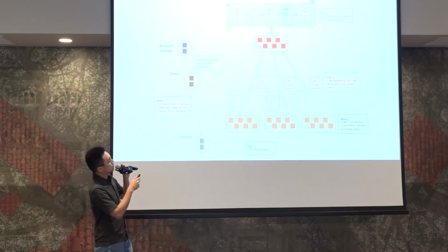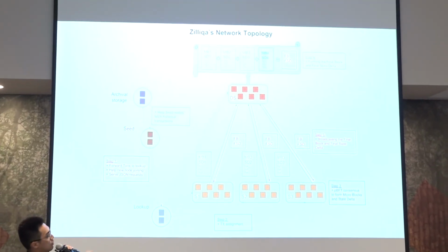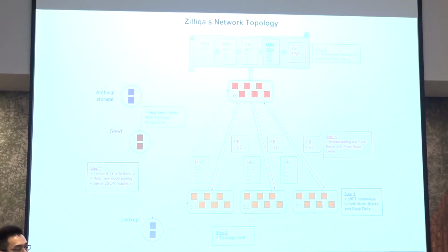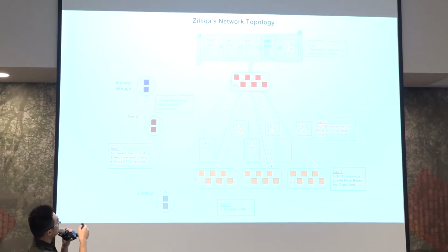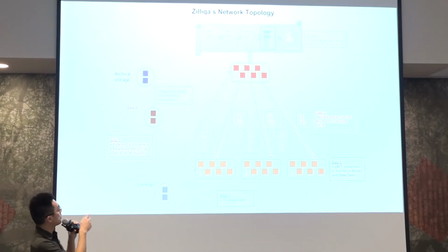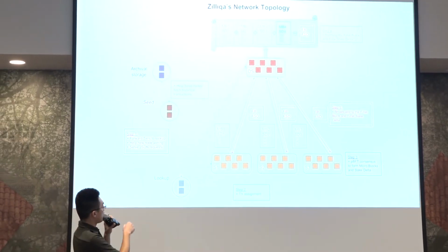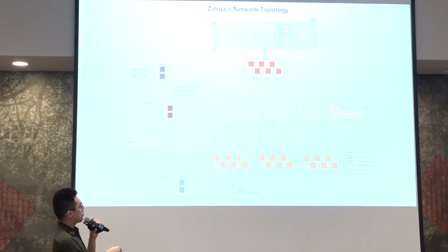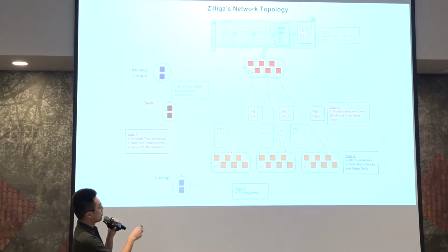So this is the network topography here. We have a forum post that you can go to take a look at the entire structure with all the explanation. So as we explained previously, the archival storage stores all the transactions, the seed nodes serve the requests, and then you forward the transactions that are received upon the request to the lookup, and the lookup will serve as a DNS and do transaction assignment to different shards.